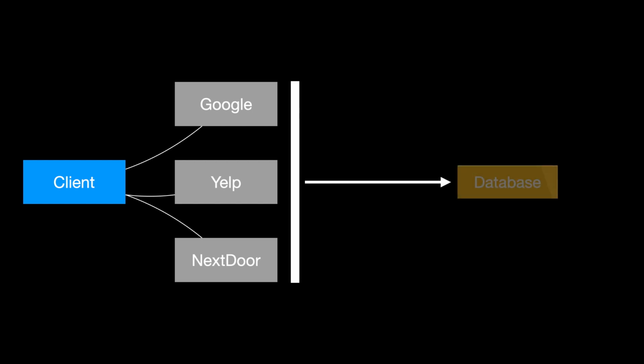So in this case, the most important part is that we need to get the ID for the reviews or the review itself from all the three different services, Google, Yelp, and Nextdoor. And only when we have all the IDs from all the three services, then we will go ahead and update our database. So how would we implement something like that in Swift language? So let's go ahead and get started.